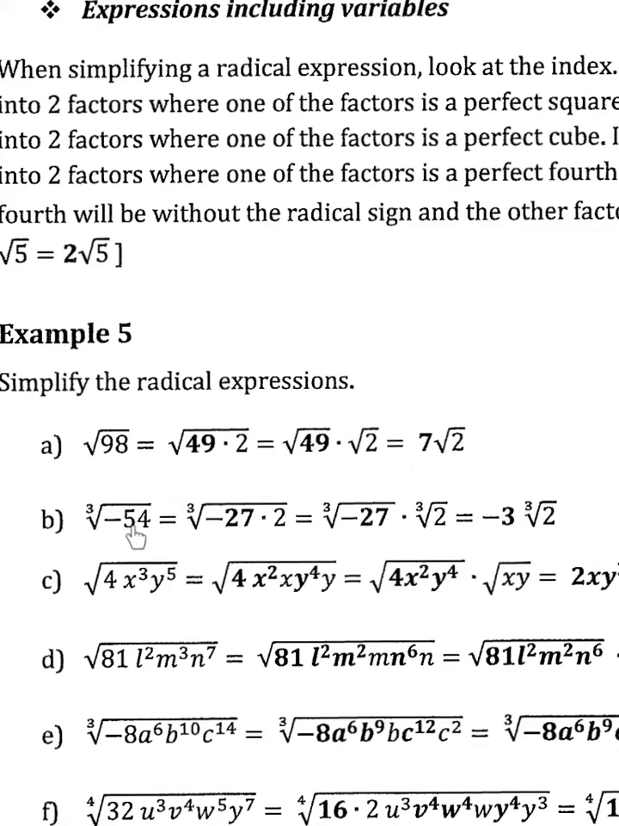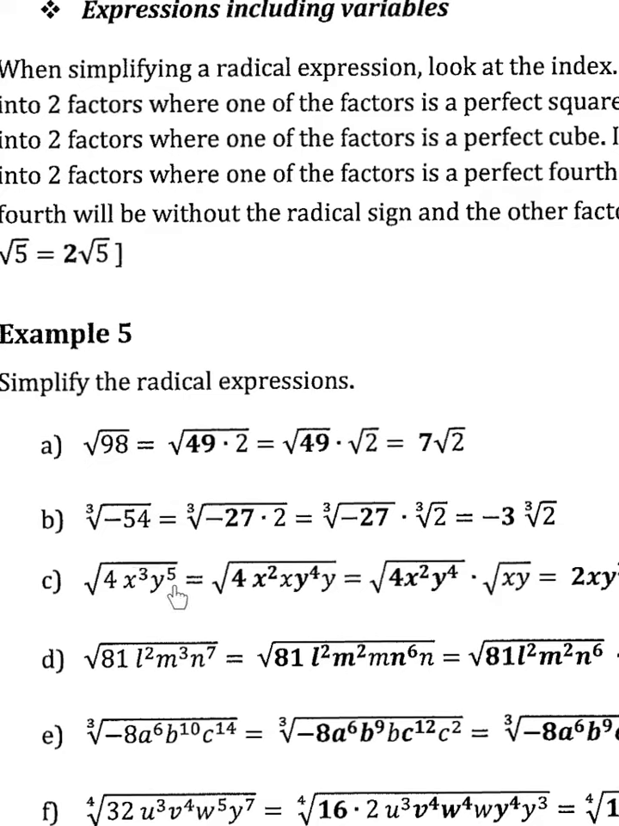This is the cube root of negative 54. We can separate this into negative 27 times 2. And the reason we're using negative 27 is because 27 is a perfect cube. It's 3 times 3 times 3. The negative sign is okay, because we know it's okay to take a negative cube root, so we separate this into negative 27 times 2. The cube root of negative 27 is negative 3. The 2 stays under.